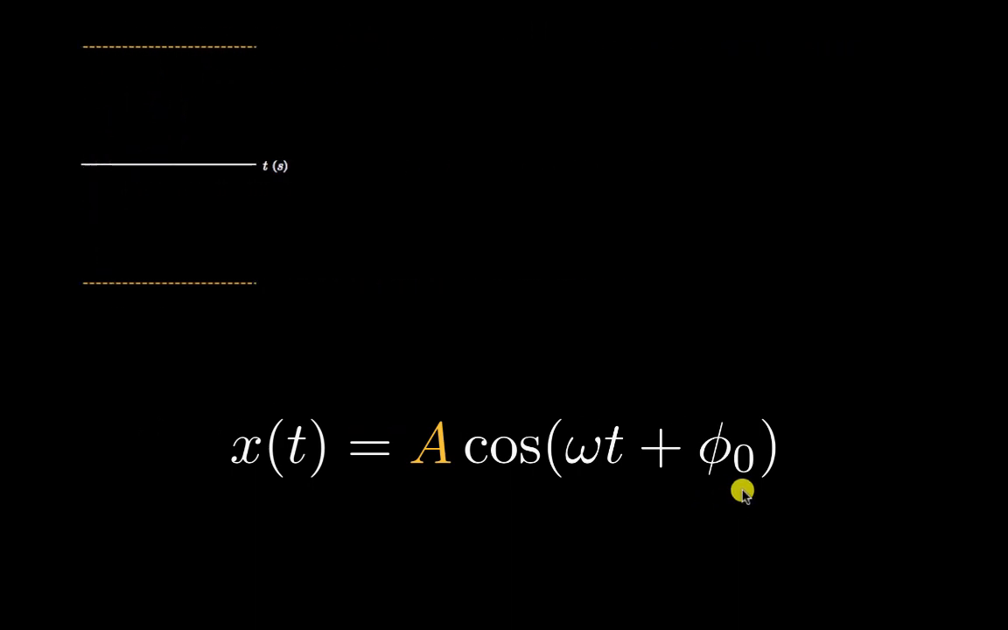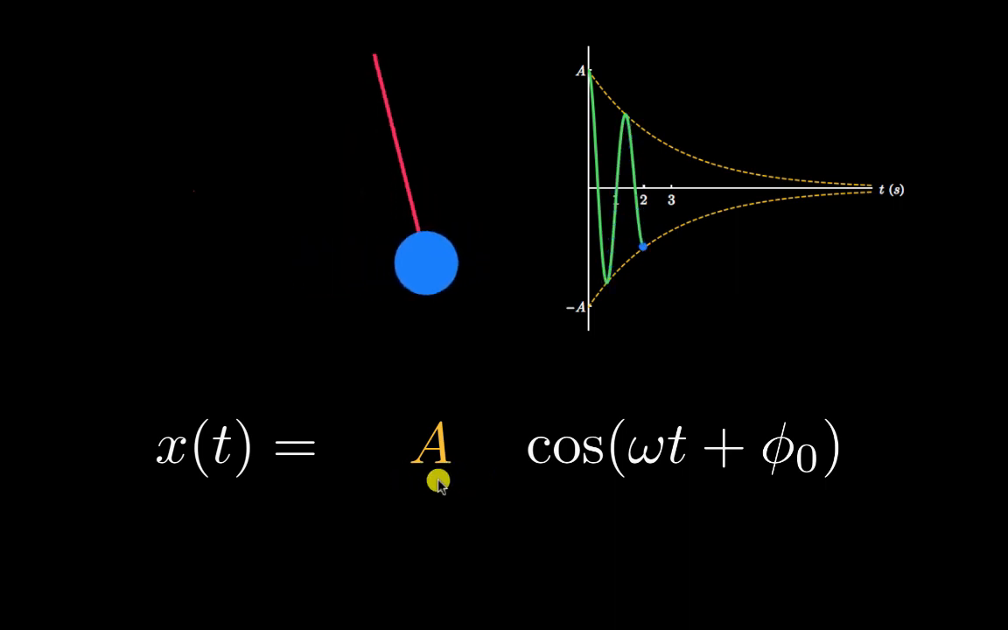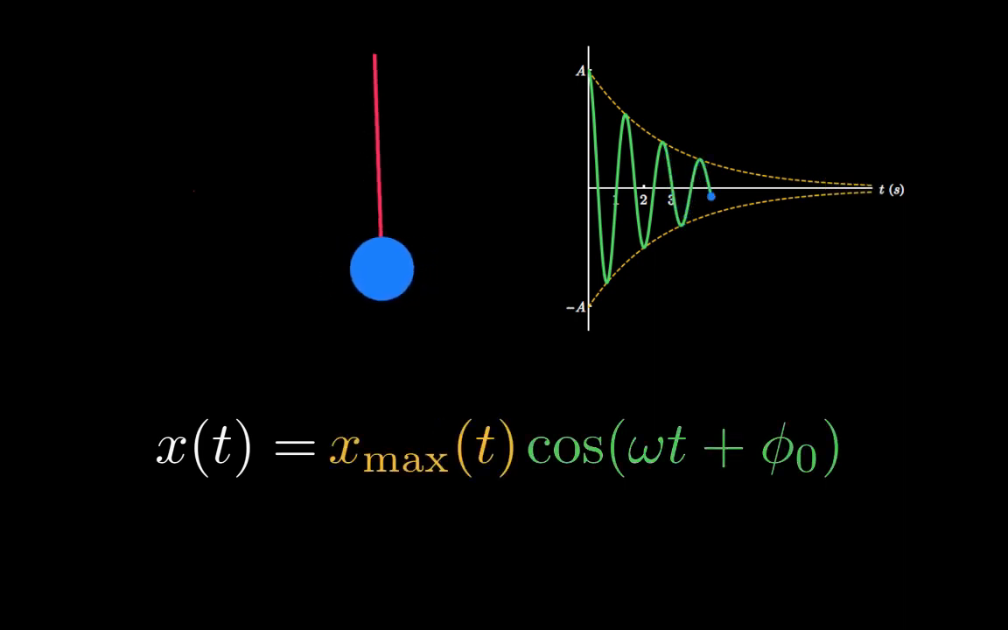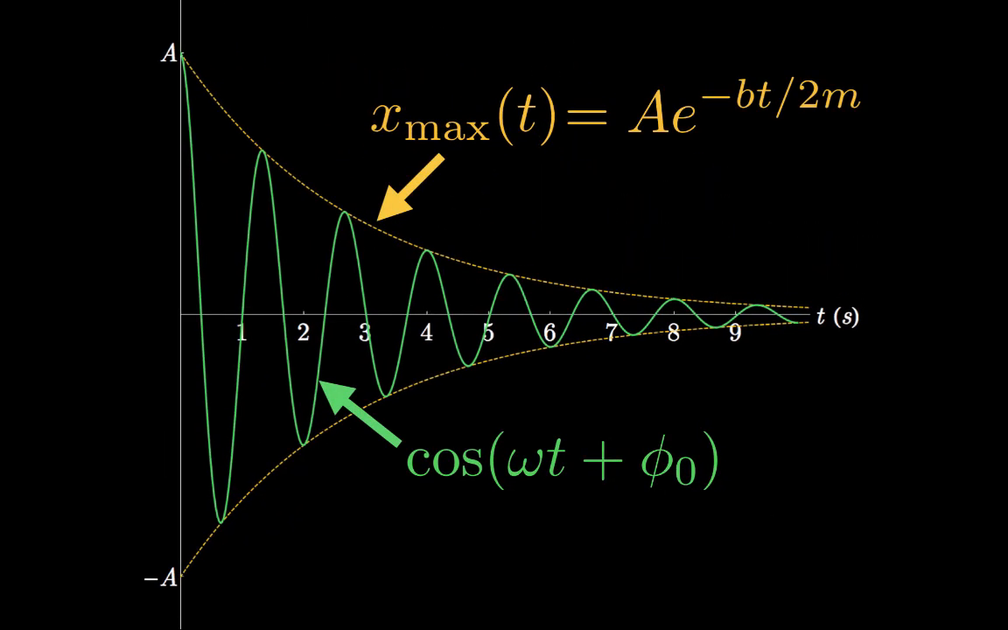Now for the damped oscillator, our amplitude is not constant, so we replace this constant amplitude A with a function that varies in time, since it's the maximum displacement of our position that decreases in time. We're going to replace this with a function x max of t, which describes the extent of the maximum displacement in time. And as I show in another video, the solution to the differential equation for a damped oscillator requires that this x max of t function be an exponential decay function.